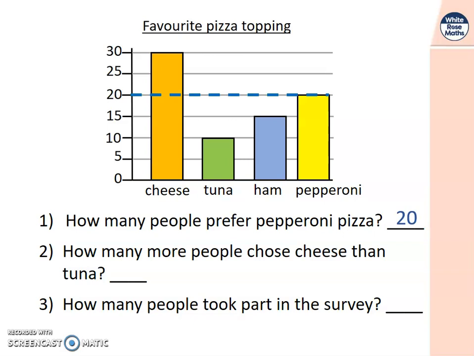How many more people chose cheese than tuna? You've got to look at cheese and look at tuna and work out the difference. So the difference is 20. How many people took part in this survey altogether? You need to count each amount. So 30 people chose cheese, 10 chose tuna, 30 chose ham, and 20 chose pepperoni. Add them all together, and that equals 90. Let's move on.